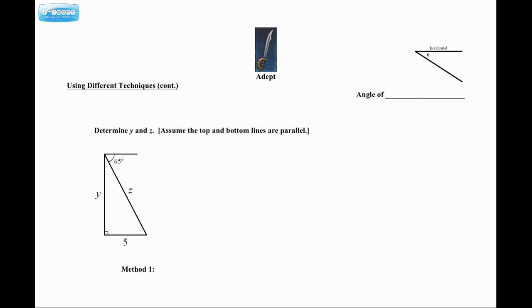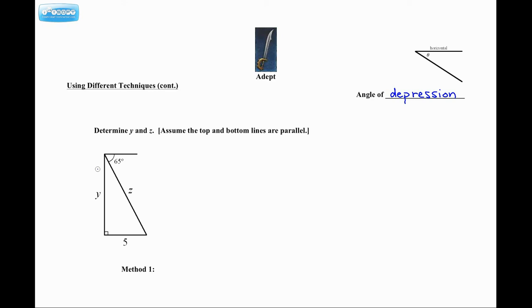Moving on to the Adept level for solving right triangles. This little diagram up here, again I have a horizontal, but this line going diagonally downward, we can call this angle here the angle of depression, just because it's going down. Just some terminology in case you see this word in a problem.